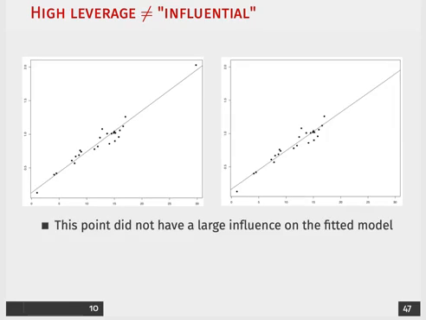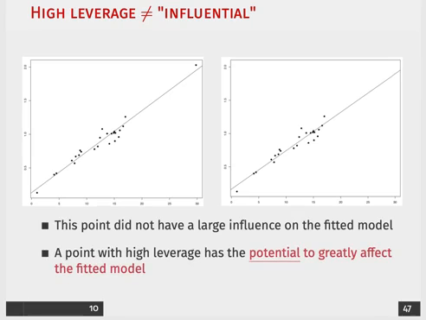So again, to stress, this point did not have a large influence on our actual fitted model, even though it was an outlier. A point or an observation that has high leverage only has the potential to greatly affect the fitted model. And so we're going to try to talk about how we can distinguish which observations are actually going to impact our estimates.